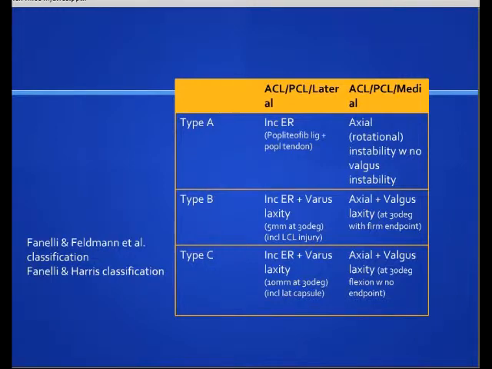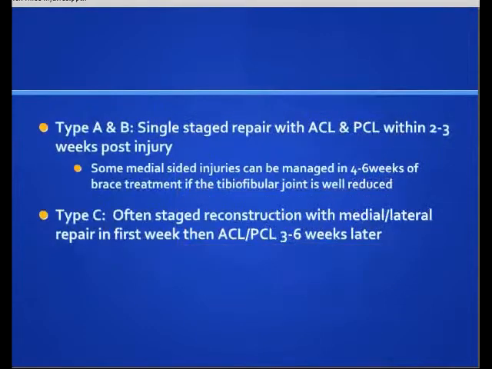So in terms of ACL and PCL injury, they've divided them overall into 3 main types, as they go further down, and using this, they've said that type A and B can be treated with one approach, while type C injuries can often be staged, starting with the medial and lateral.